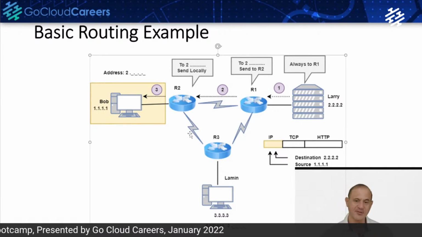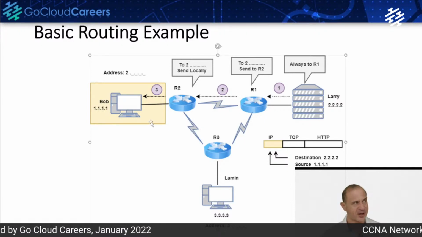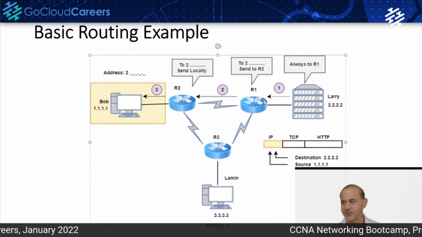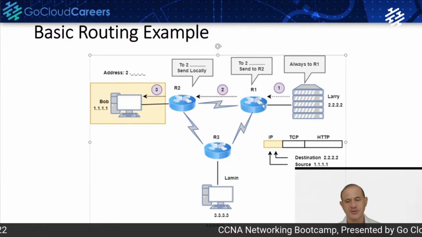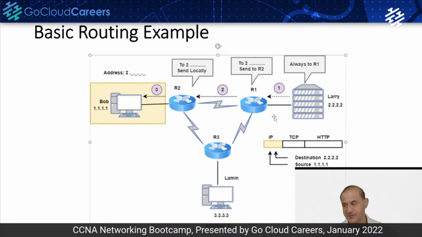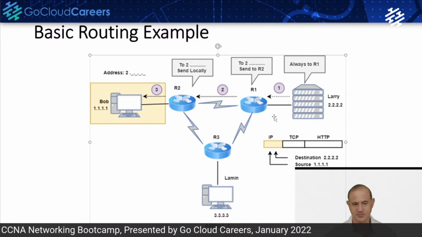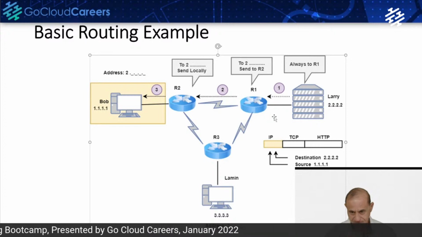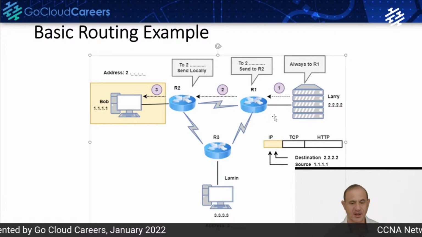Router 2 says, do I have a route to get to Larry? And it says, yes, I do. Go out this link to router 1. Router 1 says, do I have a link to Larry? And it says, yes, go out this interface. And then Larry and Bob are talking to each other. That's how it happens. That's exactly how it happens.